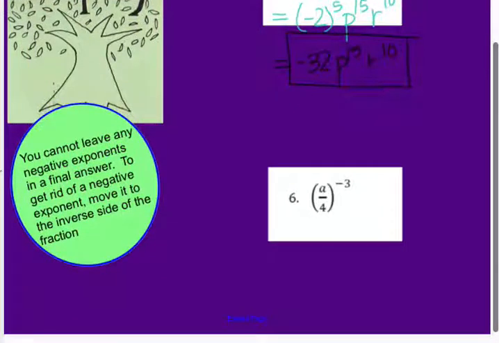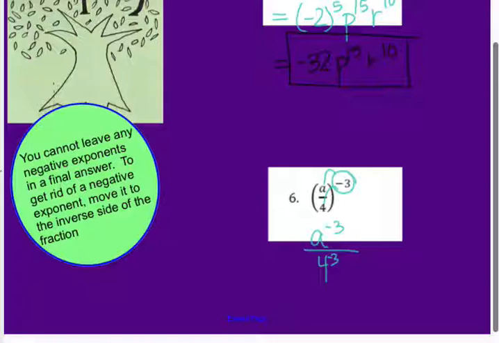Once again, it's a power of a power. So each part gets that multiplied by negative 3. So I would have A to the negative 3 over 4 to the negative 3. Now remember, whenever you have a negative exponent, you move it to the inverse of the fraction.